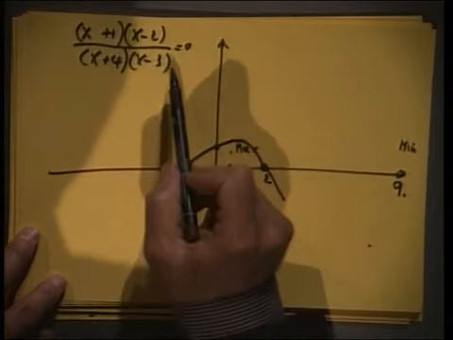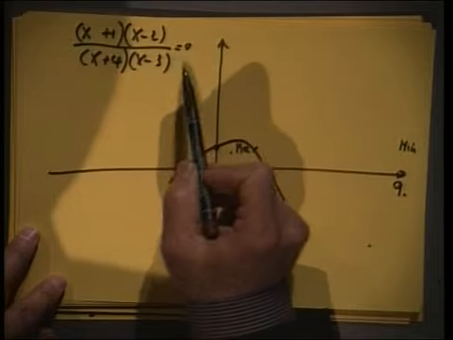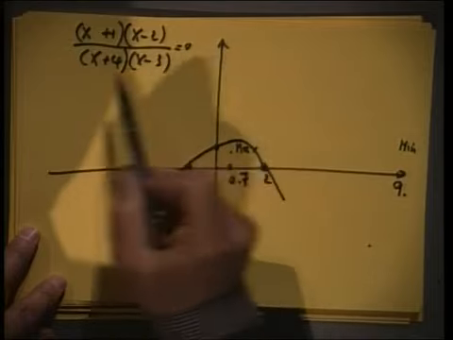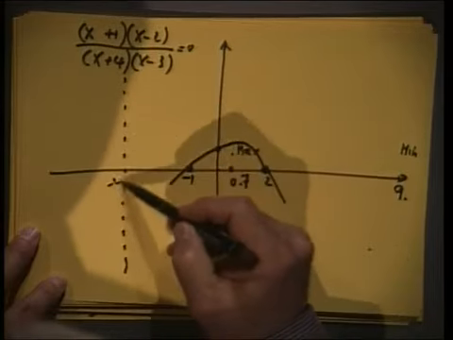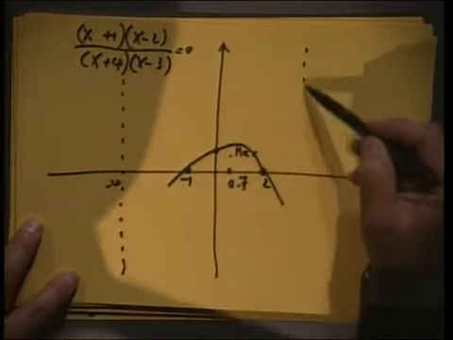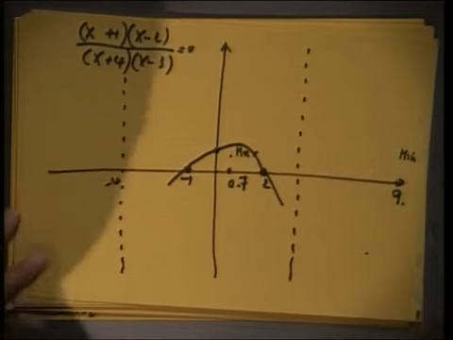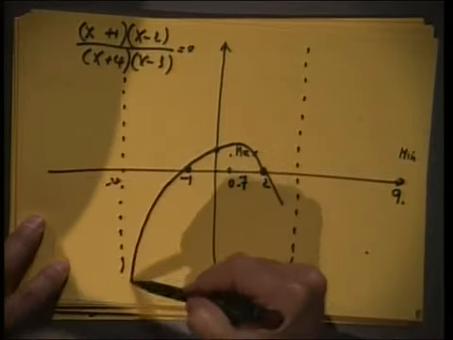And you said before, a vertical asymptote, you obtain it by equating the denominator to 0. So you get x is equal to minus 4. This is a vertical asymptote, and x equal to 3 is another vertical asymptote. So now it's clear that it should go this way and that way.